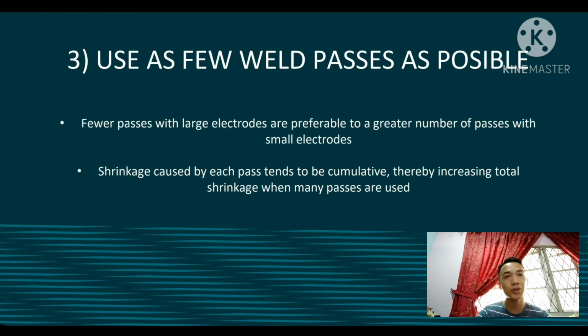So let's move on to the third one, which is use as few weld passes as possible. Fewer passes with large electrodes are preferable to a greater number of passes with small electrodes. Shrinkage caused by each pass tends to be cumulative, thereby increasing total shrinkage when many passes are used.